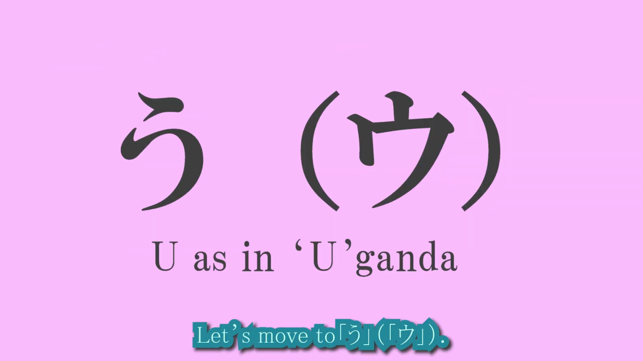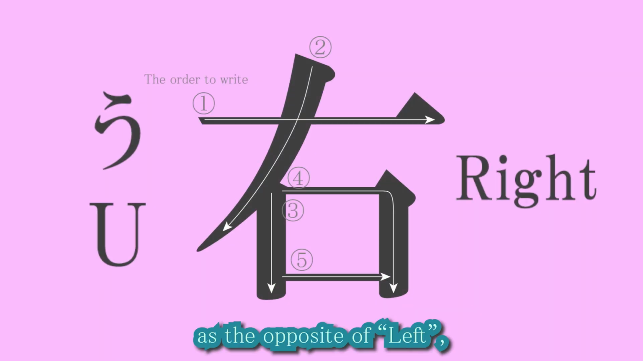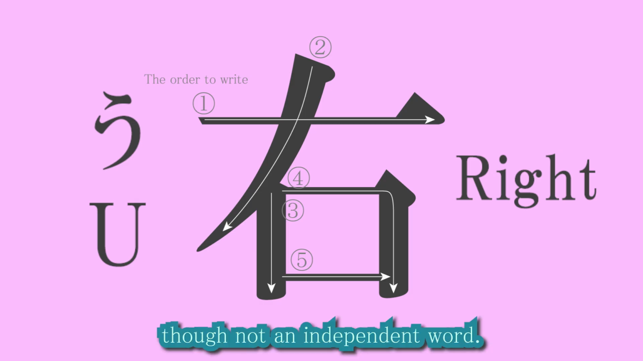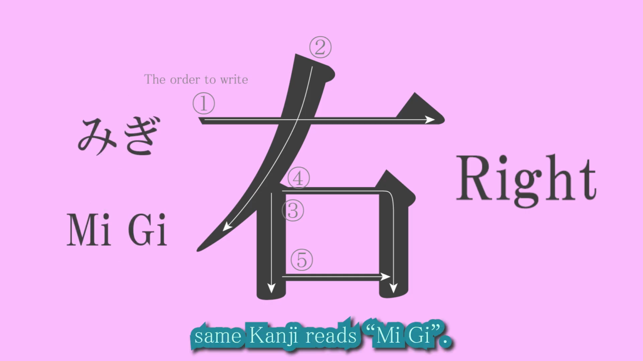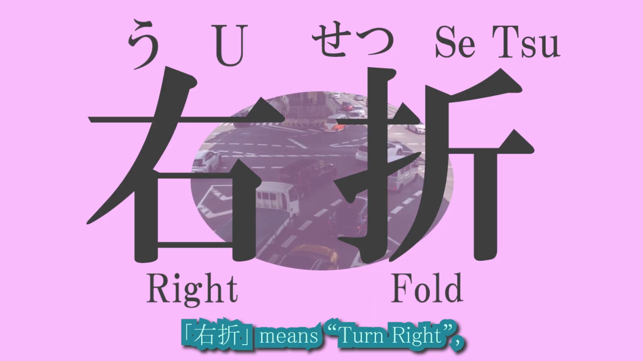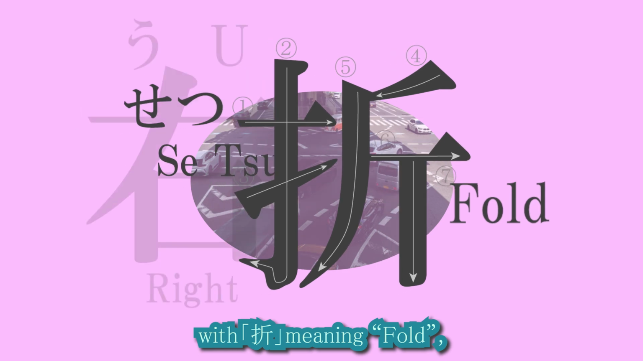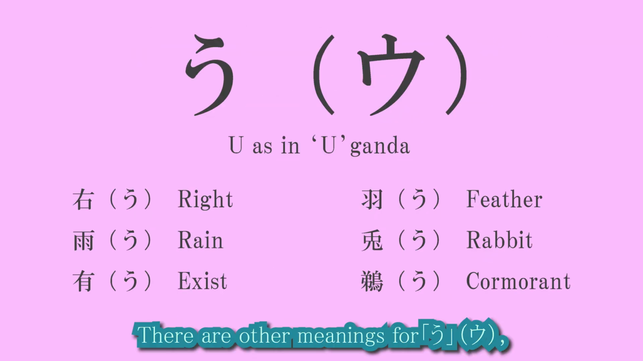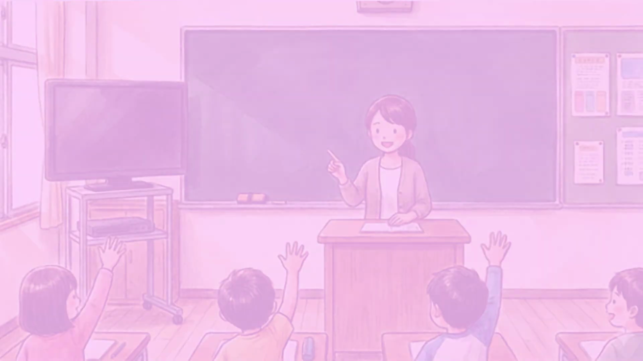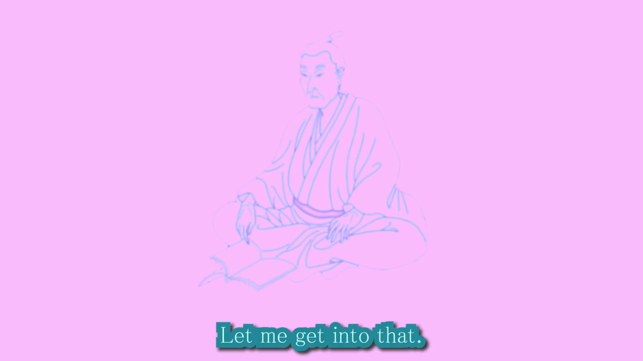Let's move to う. う means right as the opposite of left, though not an independent word. As an independent word, the same kanji reads 右. 右折 means turn right, with 折 meaning fold. So, 右折 literally means right fold. There are other meanings for う, but what I'm about to talk about is more important. Let me get into that.